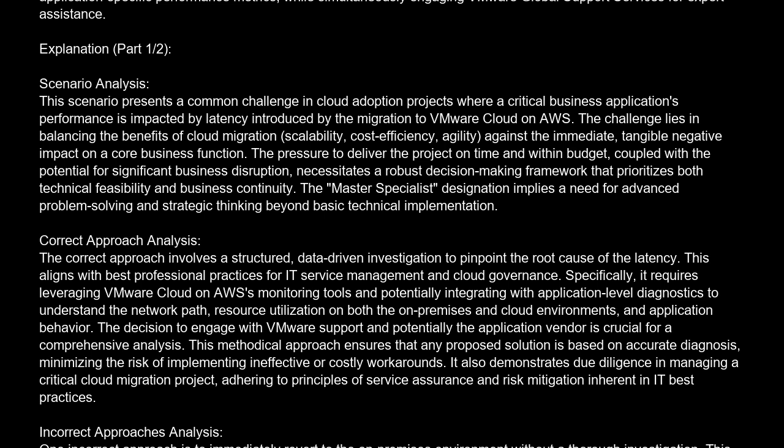The decision to engage with VMware support and potentially the application vendor is crucial for a comprehensive analysis. This methodical approach ensures that any proposed solution is based on accurate diagnosis, minimizing the risk of implementing ineffective or costly workarounds. It also demonstrates due diligence in managing a critical cloud migration project, adhering to principles of service assurance and risk mitigation inherent in IT best practices.